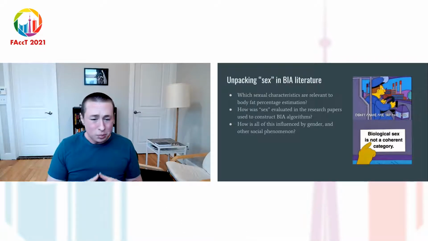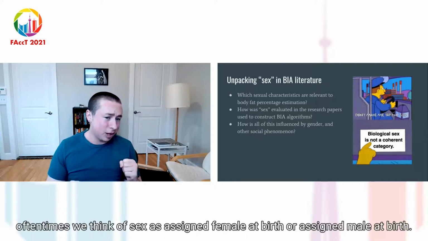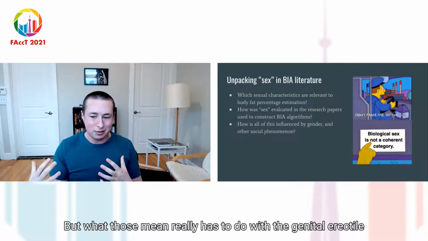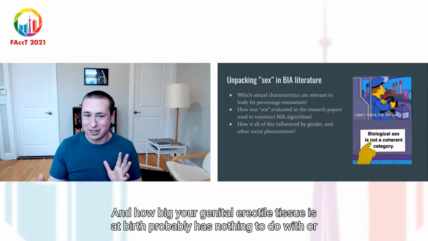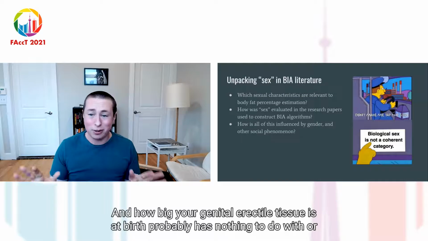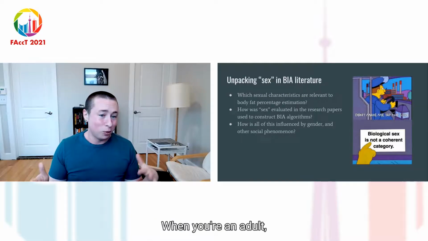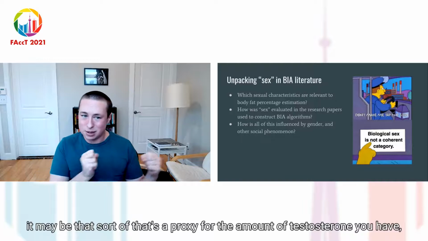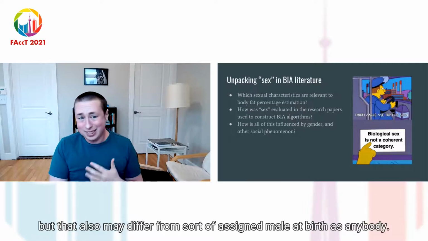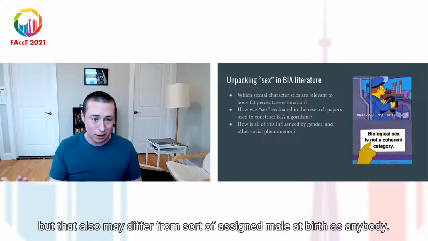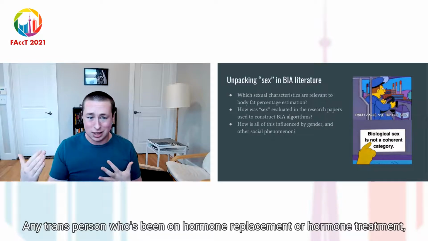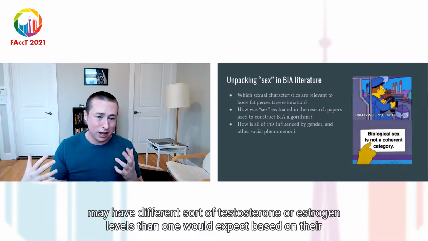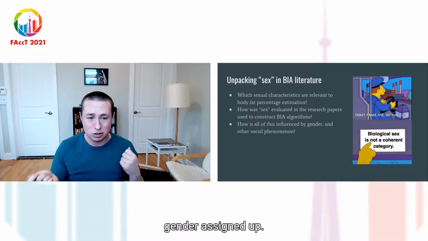For example, oftentimes we think of sex as assigned female at birth or assigned male at birth, but what those mean really has to do with the genital erectile tissue of a certain size at birth, right? And how big your genital erectile tissue is at birth probably has nothing to do with, or very little to do with, your fat percentage when you're an adult. It may be that that's a proxy for the amount of testosterone you have, but that also may differ from assigned male at birth, as any trans person who's been on hormone replacement or hormone treatment may have different testosterone or estrogen levels than one would expect based on their gender assigned at birth.